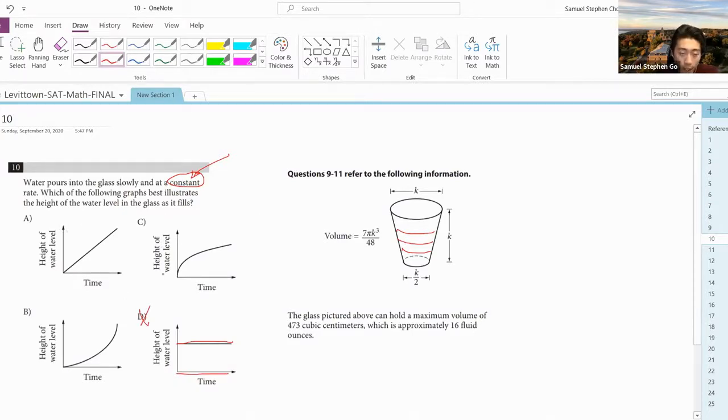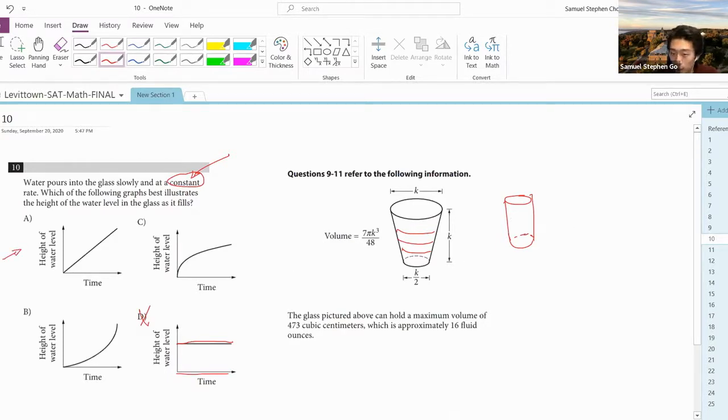A is a tempting answer because it says constant rate. So we're like, oh, it's a constant rate. There's a constant slope. This must be the answer. But we've got to remember, look at the shape of our glass, right? If it were a typical cylinder, trying to draw on this pad here, trying to get used to it. If we had a regular cylinder, like a regular glass we all have at home, this might be correct, right?